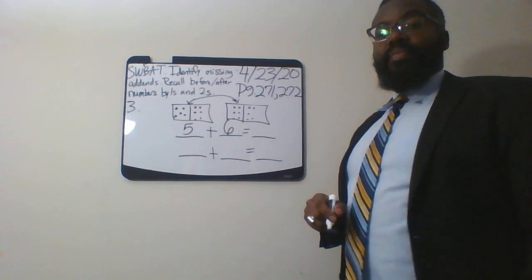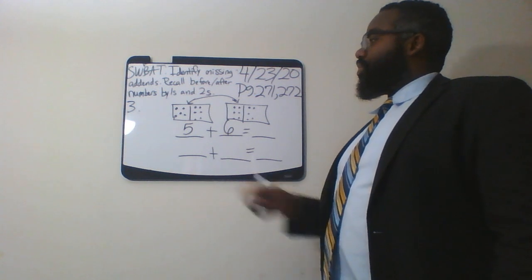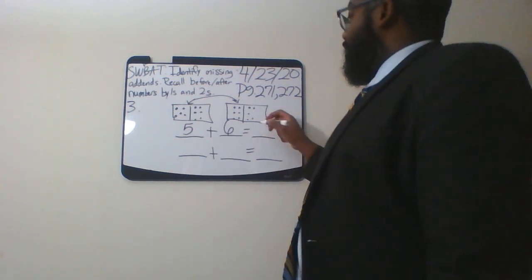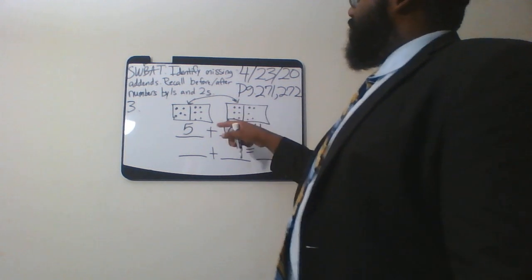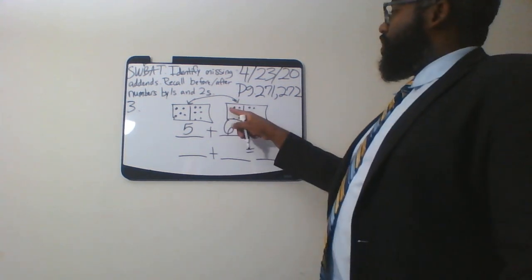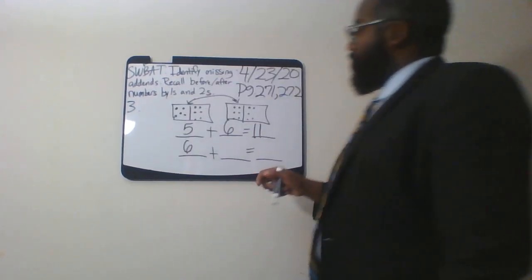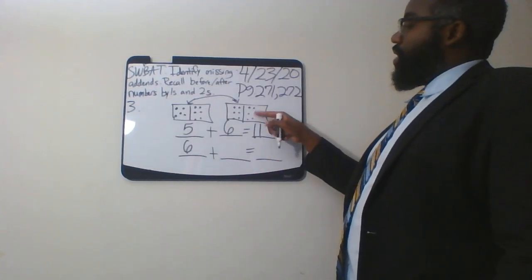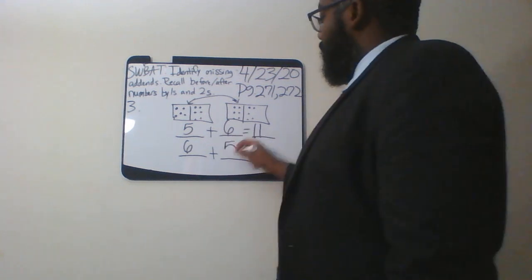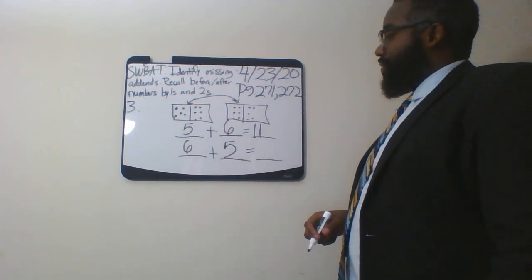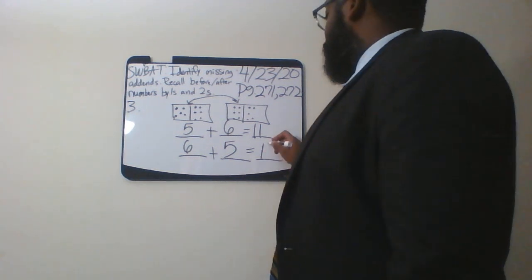So 5 plus 6, what does that equal? Of course you add them together. It's 5 plus 6 if you don't know. That's 11. Now let's interchange it, swap it. Let's go over here. 2, 4, 6. 6 goes there. And that should be 5. And what is 6 plus 5? That is also 11.